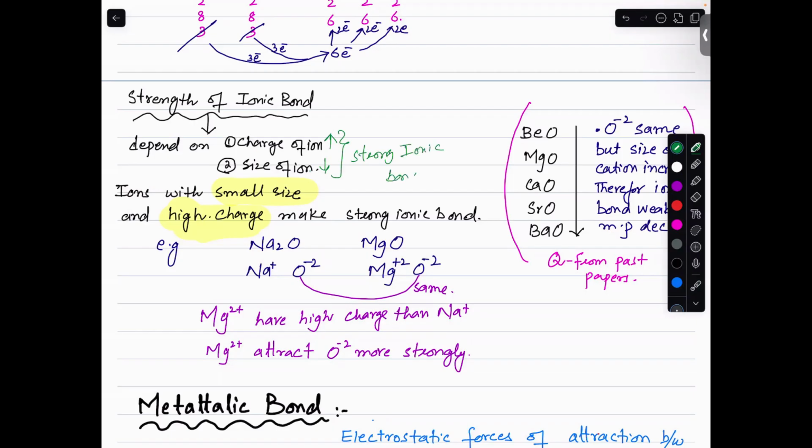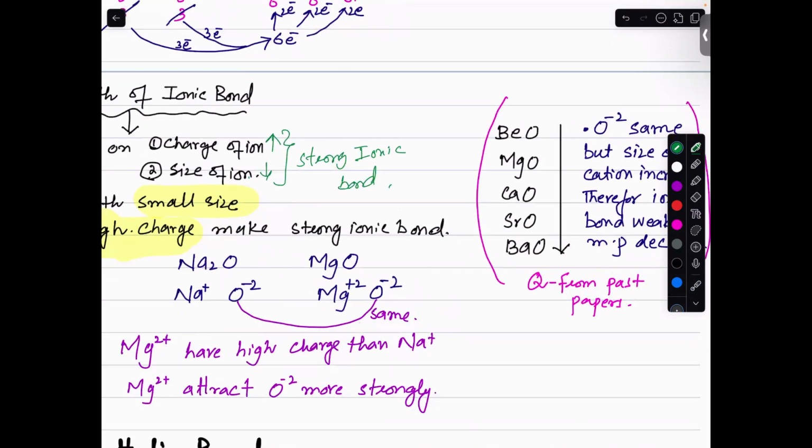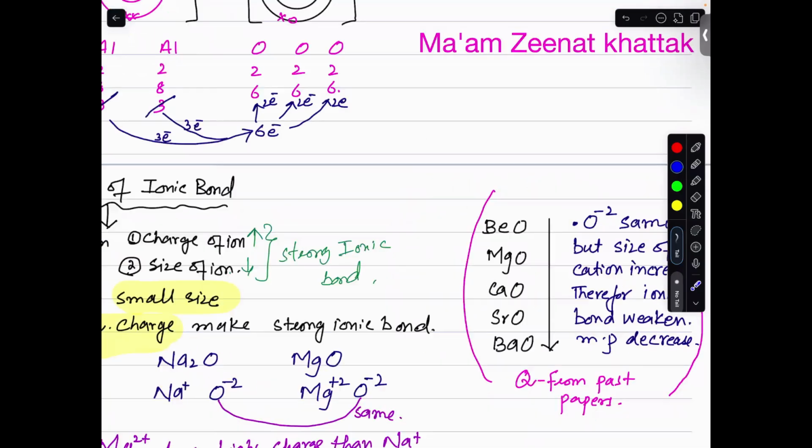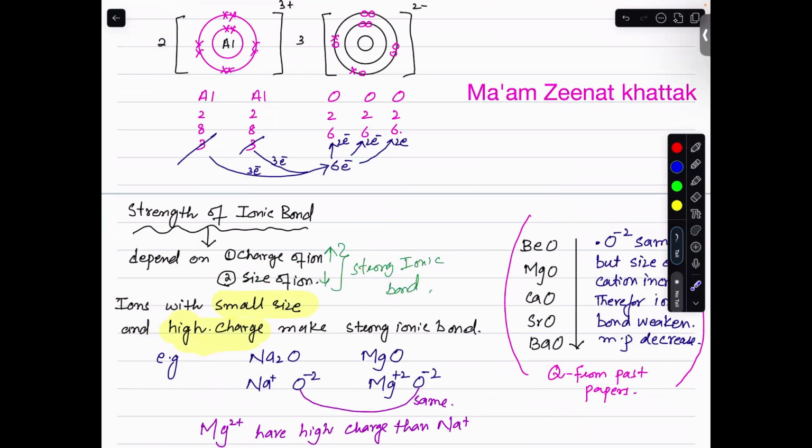A strong ionic bond is only possible when the size of the ion is small and the charge is large. Right? Now look at this one. This is a question from the past paper that describes the trend. Is there any difference in oxide? No, it's the same. Where is the difference? It's plus 2, plus 2. So where is the difference? The size. Size is becoming larger. When the size becomes larger, do you think beryllium will attract oxide more strongly or barium? Definitely beryllium. The ionic bond weakens. They need less energy to overcome.